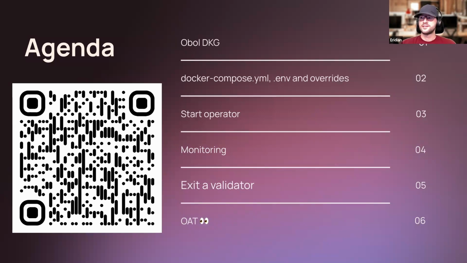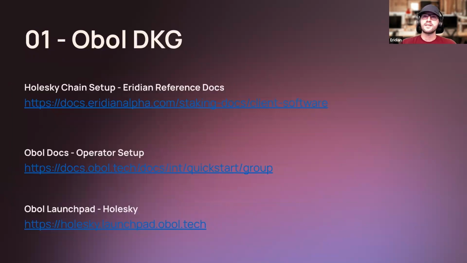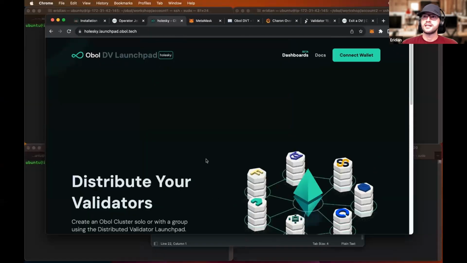Okay, let's jump in. Step one is going to be the Obol DKG. We're going to go through that now and talk about the setup. There are a few things to do with chain setup that I have in some reference docs that I'll be using. There's the Obol documentation, which talks about how to quick start as a group. And then there's the Holesky Launchpad, which is where we'll do the deposit. That's all part of the process. So let's get started.